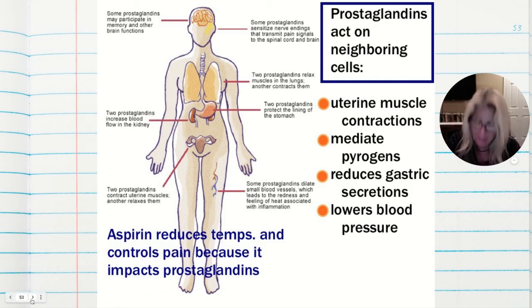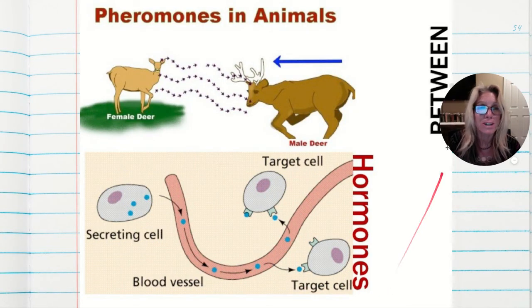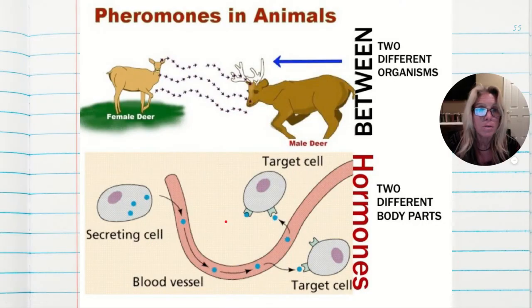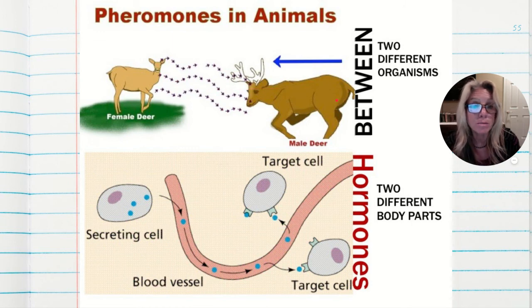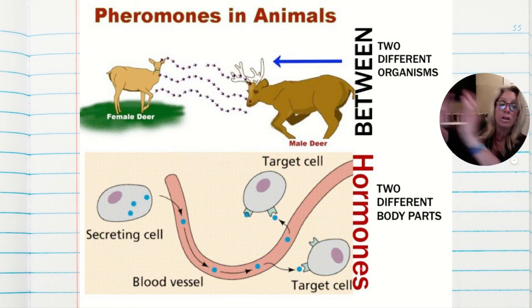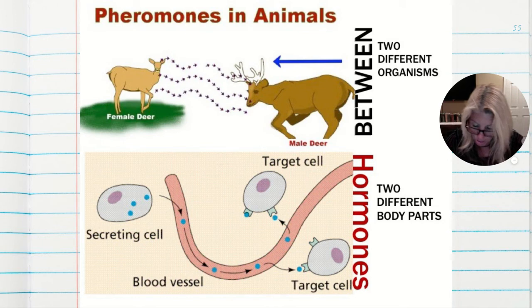All right. And then the next topic I want to talk about is pheromones. So pheromones, let me go one more slide here. Pheromones are a chemical signal that acts between two different organisms, whereas hormones act between two different body parts within our body. Pheromones are chemicals we release that impact another organism. So defined as chemical signals that act between individuals.